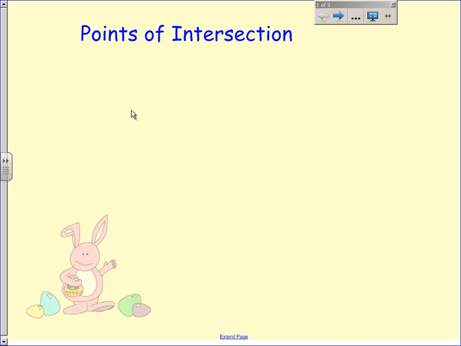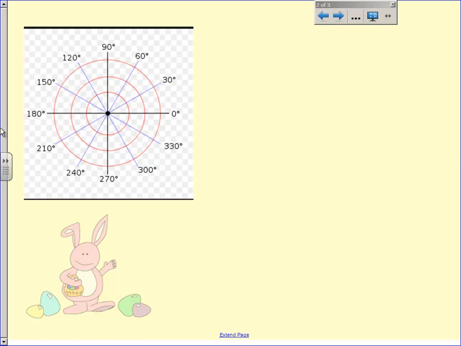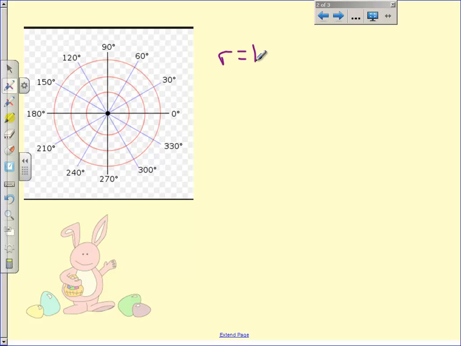Today we're going to take a look at points of intersection on polar graphs. And let's just get started with this. We're going to take a look at two graphs. I'm going to do r equals 1 minus cosine theta, and then I'm going to look at r equals cosine theta. And we're going to take a look at when these graphs intersect each other, and it's really good if you can graph these by hand so that you get sort of an idea of what your answer should be.